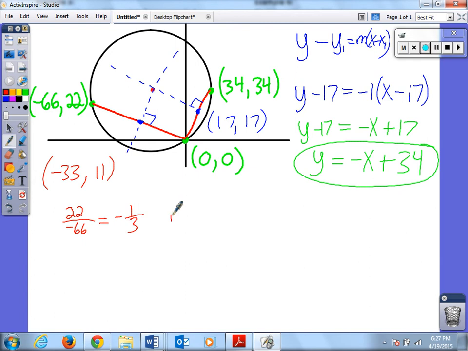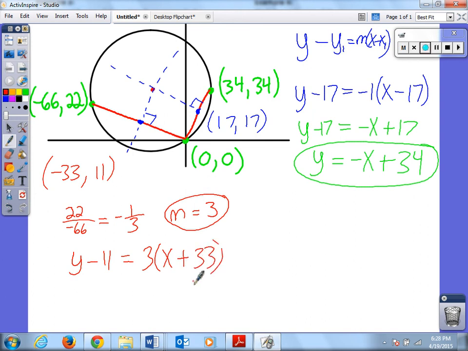But again, we want the opposite reciprocal. So we'll make it positive instead of negative, and instead of 1/3 we have 3. So this is the slope we're going to use. And we can say y minus the y value, which is 11, equals the slope times x minus the x value. Well, subtracting negative 33 is the same thing as adding 33. So I'll just write it as plus 33.